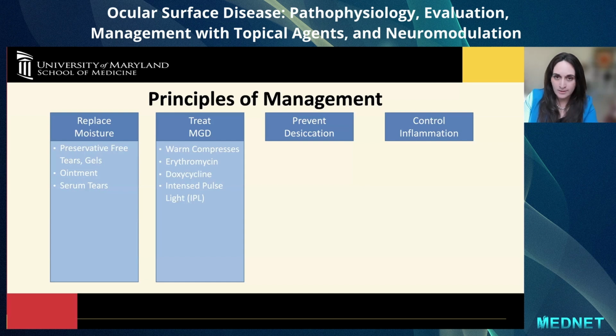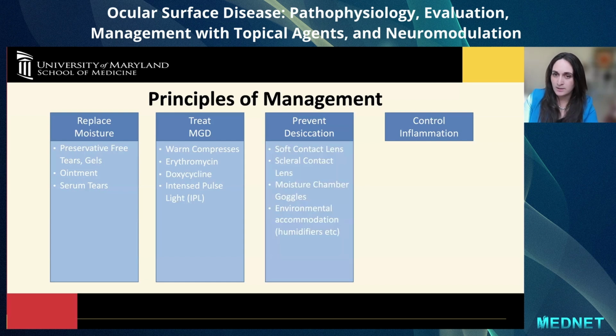You want to prevent loss of fluid from the eye, so contact lenses, both soft and scleral contact lenses, can be helpful. You also want to think about moisture chamber goggles, environmental changes like humidifiers, lowering the height of computer screens.